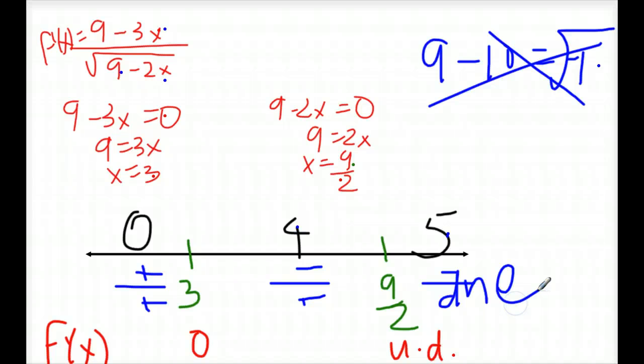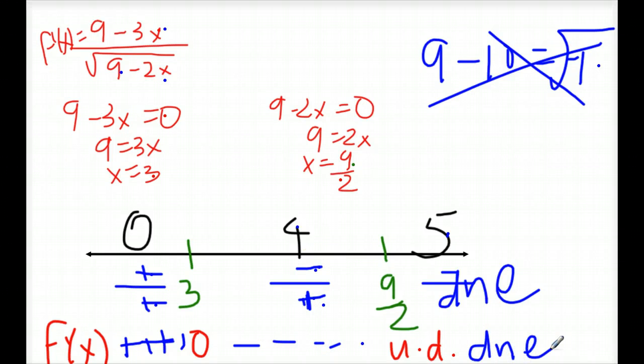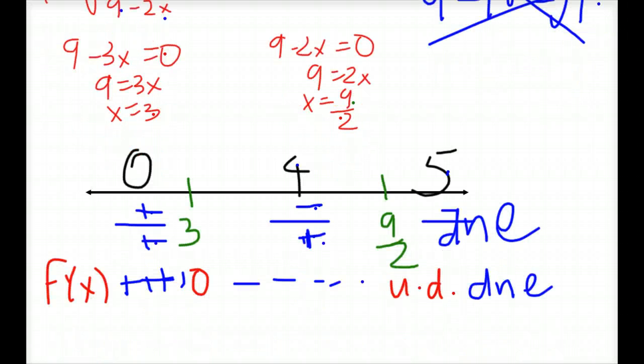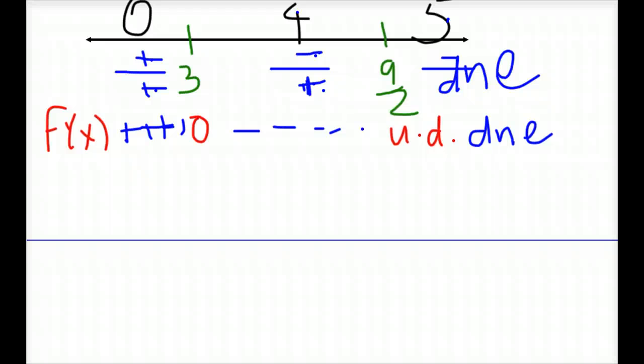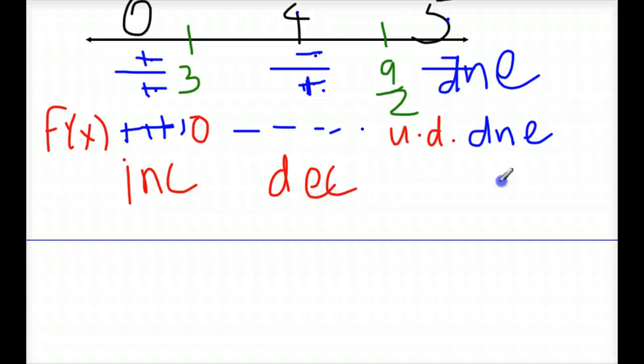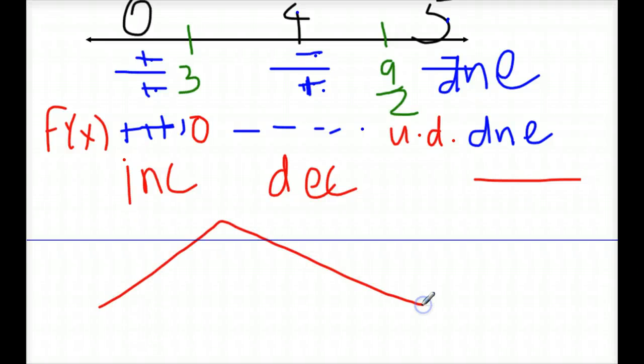So a positive over a positive gives me positive values. Oh my apologies, this bottom part would give me a positive value. But a negative over a positive gives me negatives. And this right here we said does not exist. So if I were to interpret this as increasing or decreasing, this is increasing, this is decreasing, and this is no information. So if I sketch this, I get up and a down, and that gives me a maximum when x is equal to 3.